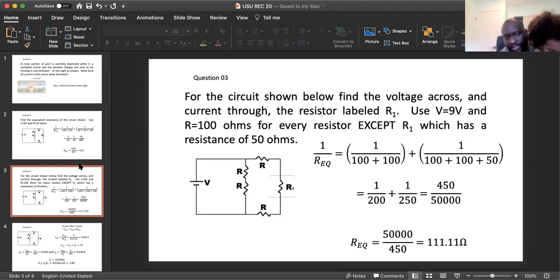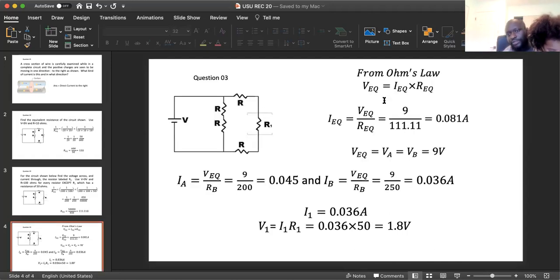So after getting that R equivalent, the next stage is to find the current in the whole circuit. From Ohm's law, V equivalent is I equivalent times R equivalent. The V equivalent is the 9 volts that's given in the problem, coming from the voltage source. So I equivalent is V equivalent over R equivalent, 9 over this. Now this current is the total current flowing through here. It's going to be shared between this branch and this branch, the one that has 2 R's and the one that has 3 R's. I call this branch A, I call this branch B. The current through branch A is different from the current through branch B.